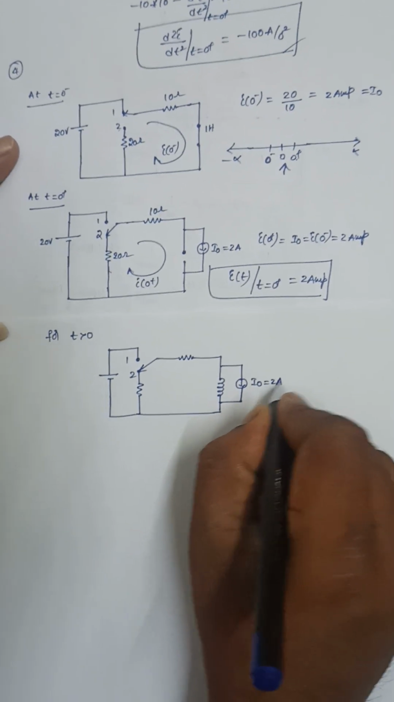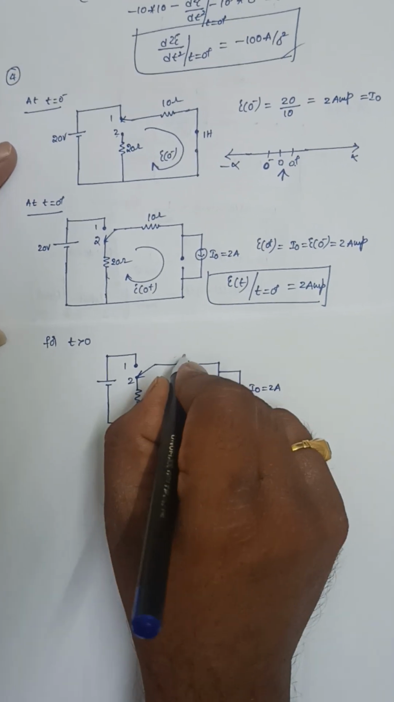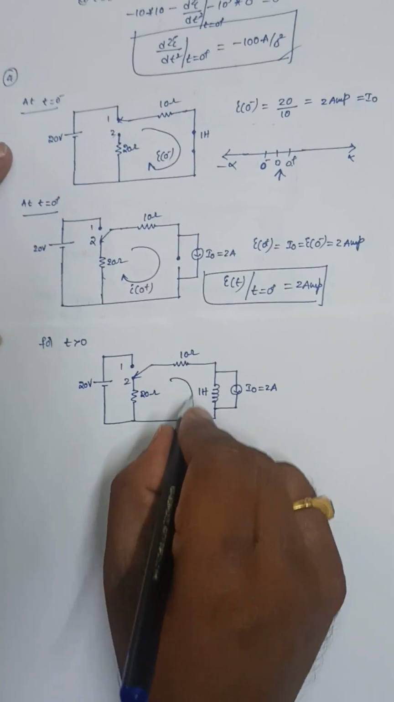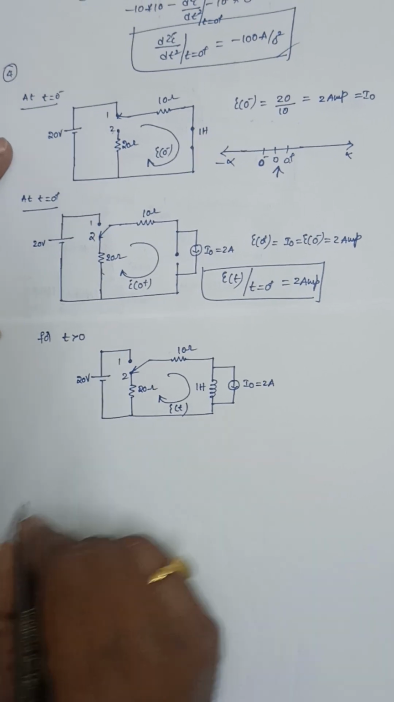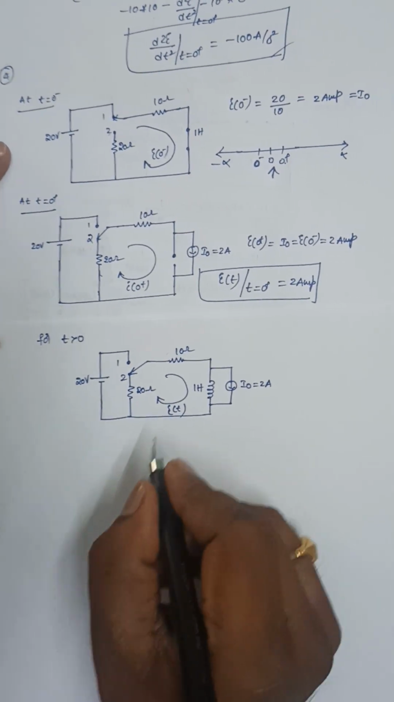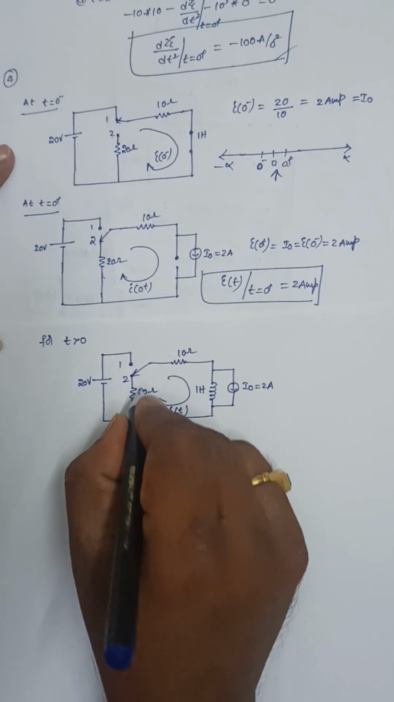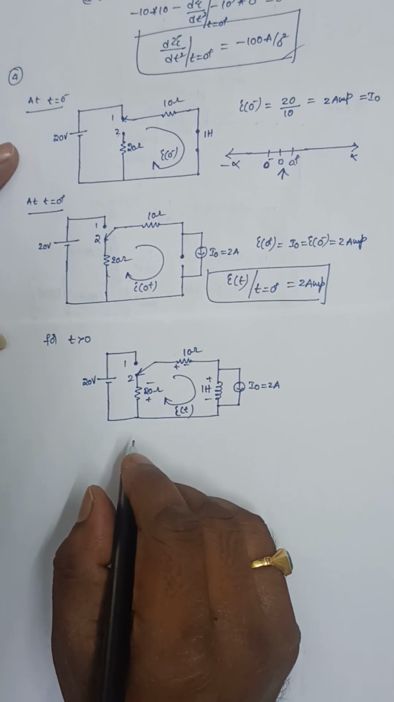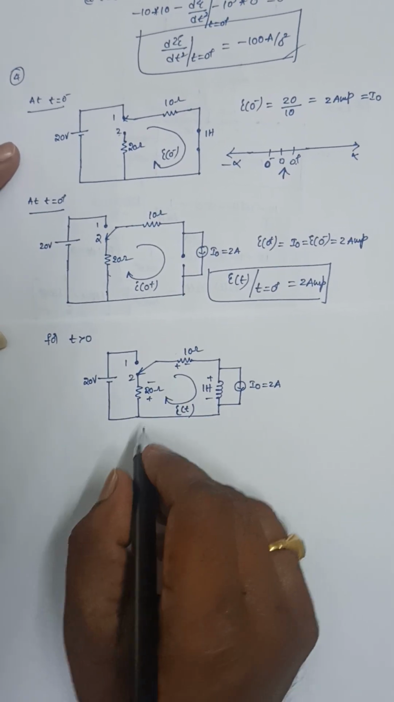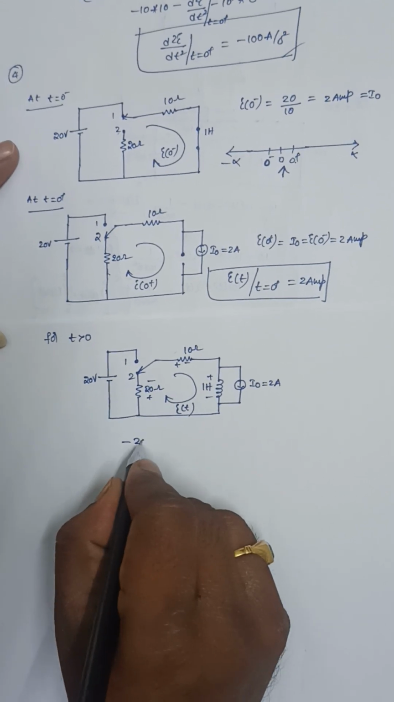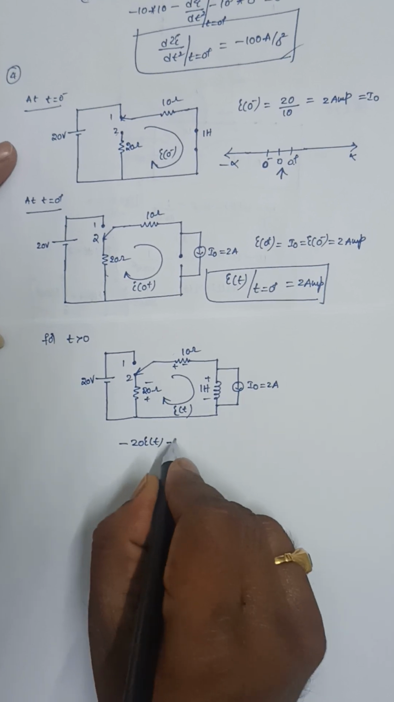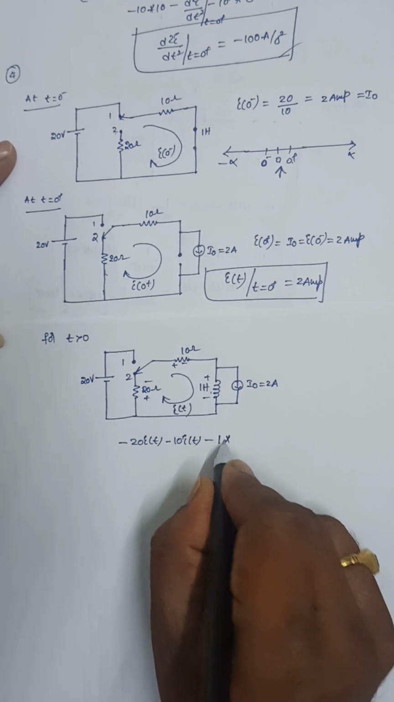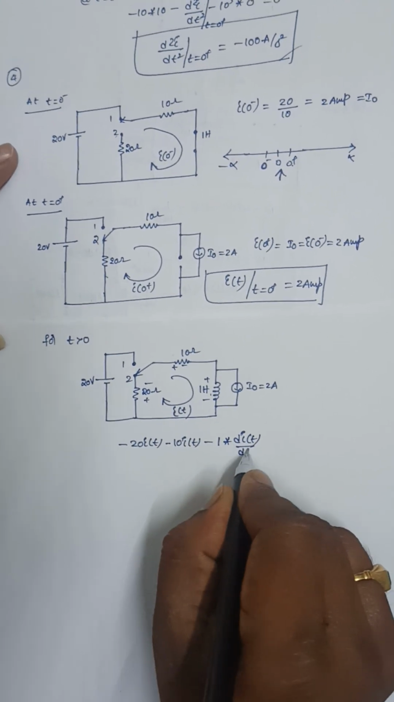I0 is equal to 2 amperes, and the inductance value is 1 Henry. This value is 10 ohms, it is 20 ohms, it is 20 volts. The current is i of t. This is plus and minus. Write down the KVL equation so that we can get the integro-differential equation. So now it is minus 20 into i of t, minus 10 into i of t, minus L into di of t by dt, where L is 1 here, is equal to 0.